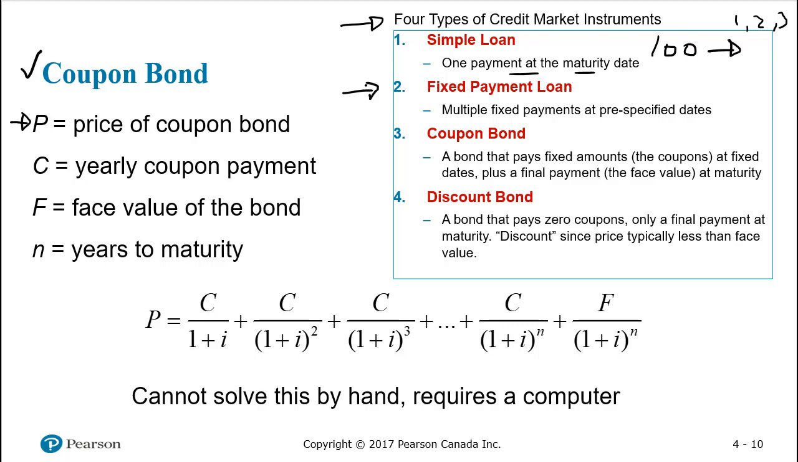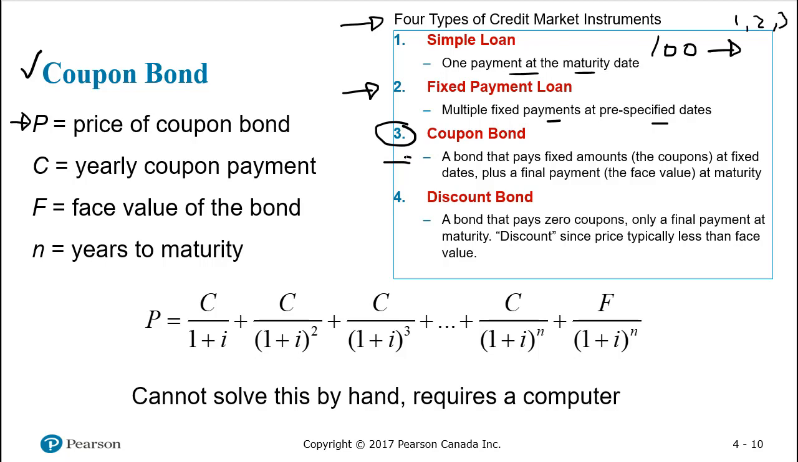So it was just one payment at the loan maturity date of the principal that we borrowed plus some interest. The second type of loan that we looked at was the fixed payment loan, where there's multiple fixed payments at pre-specified dates. So the example for that was a car loan or a mortgage payment, where you pay fixed payments at pre-specified dates until the loan is paid off. So now we're going to be looking at a coupon bond.